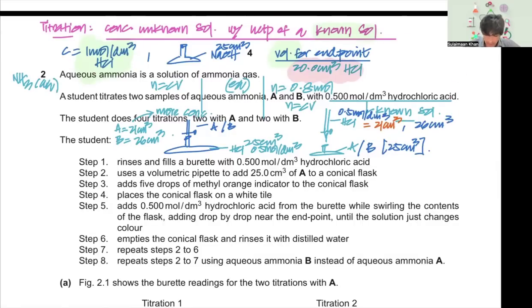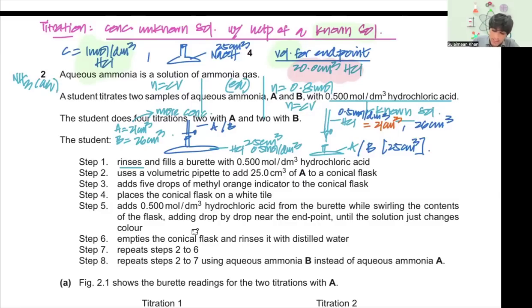So he's saying he does 4 titrations, 2 with A and 2 with B. He rinses and fills up the burette with 0.5 mole per dm cube of hydrochloric acid. Now, my question to you guys is, why does he rinse the burette? In order to clean it, obviously. But the question is not just about cleaning it. Please realize it's not just about removing impurities from it.